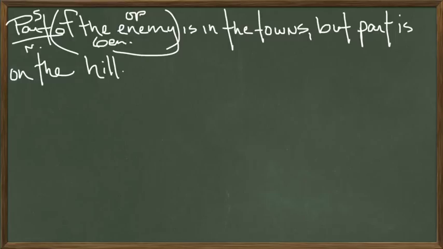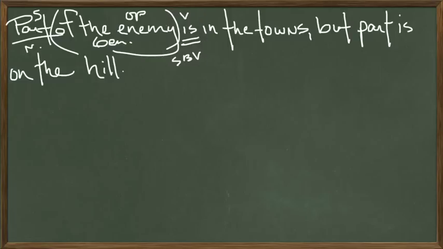Usually whenever you see of, it will be in the genitive case. Almost every time you see of, it'll be in the genitive case. Part of the enemy what? Part of the enemy is, that's the verb. It's actually a state of being verb, because it's saying that the enemy exists in a certain location.